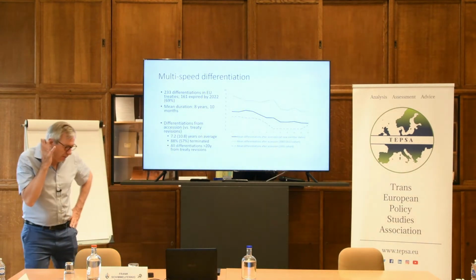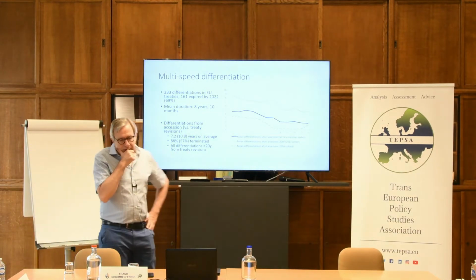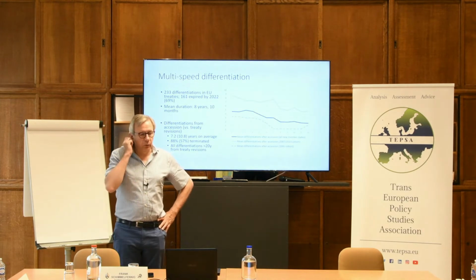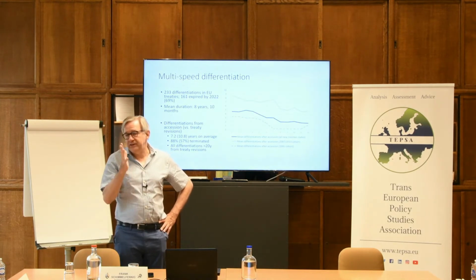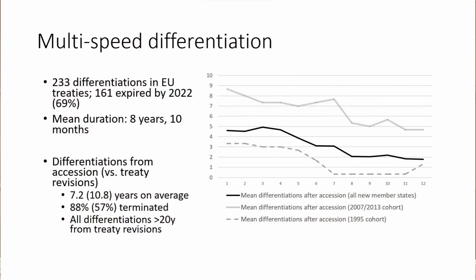So, our first finding was that differentiated integration is predominantly multi-speed. What we find is, I won't go into the details here, but we aggregate, this is again treaty-based, so we aggregated treaty articles to policies, because otherwise you get a very skewed picture.